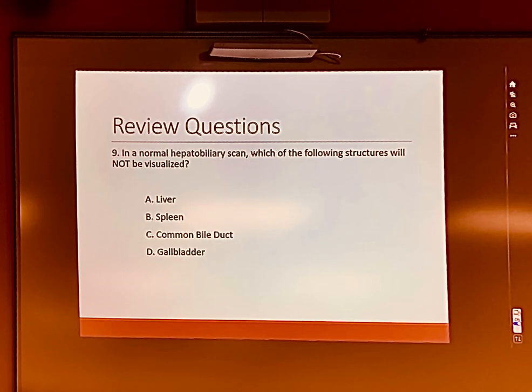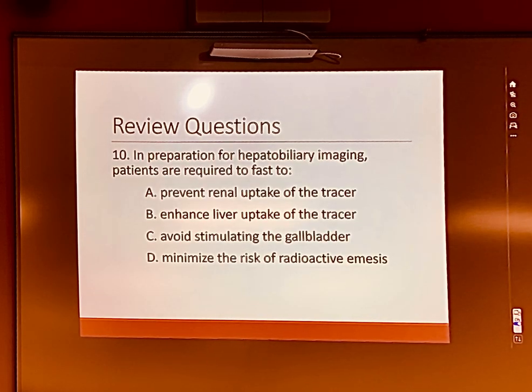In a normal hepatobiliary scan, which of the following structures will not be visualized? Spleen, correct. Okay. In preparation for a HIDA scan, patients are fasting. Why do we tell them to fast? C, we don't want them stimulating the gallbladder and getting a false positive or a false negative. Okay.